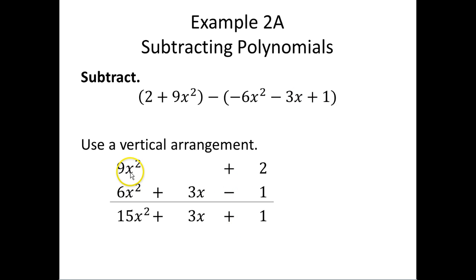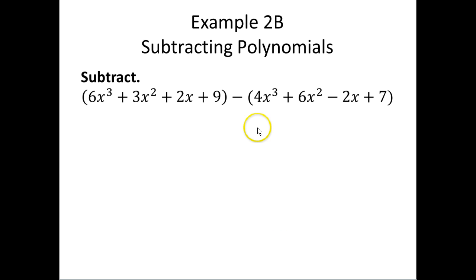Adding these up, combining my like terms. Make sure you line up your like terms here. So I have 9x squared plus 6x squared is 15x squared. Notice that my first polynomial has no x term in it. So I have 0x, and 0x plus 3x is 3x. And I have positive 2 minus 1, which is positive 1. So the difference of these two polynomials is this polynomial here.